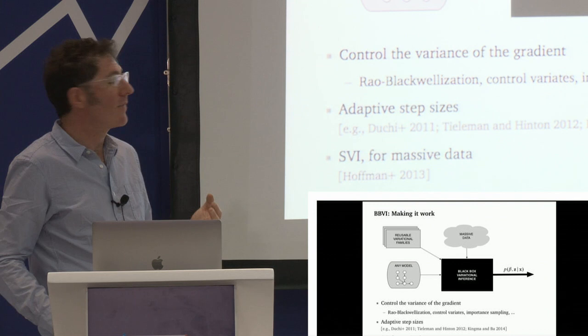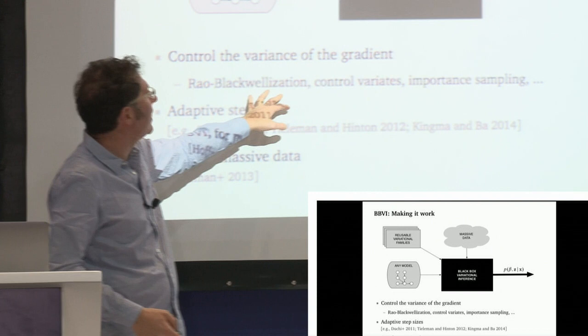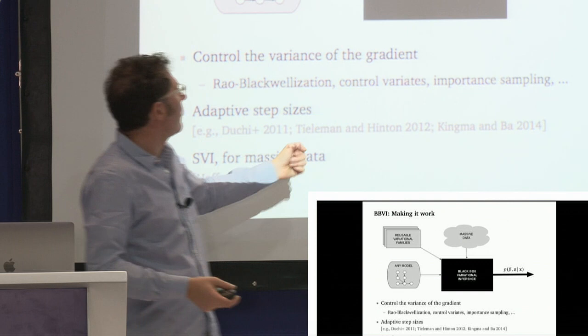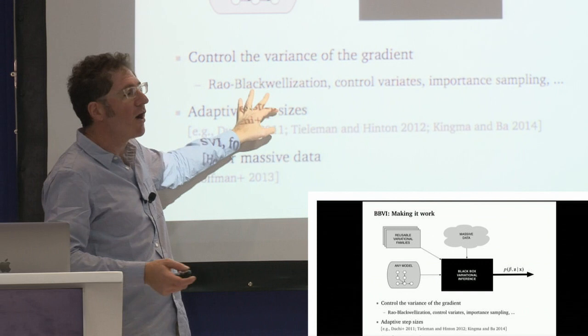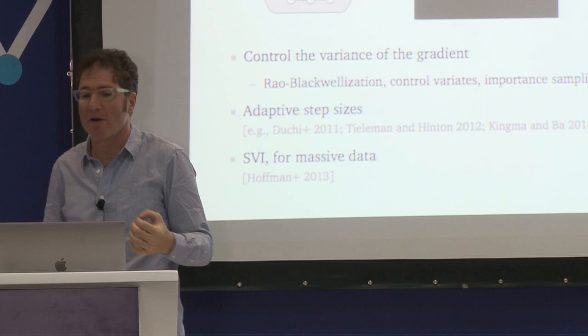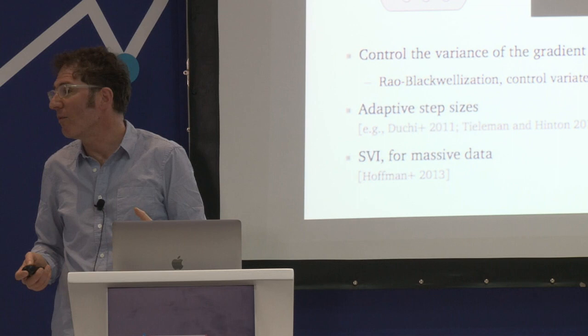To get this algorithm to work in practice, what we need to do is control the variance of the gradient. One way to do that is to take more samples. Another way is to use tricks like importance sampling, control variates, and Rao-Blackwellization. We can talk about those another time, or I can point you to the paper that describes all of these. They're all methods for still maintaining the black box criteria, but reducing the variance of that Monte Carlo gradient.